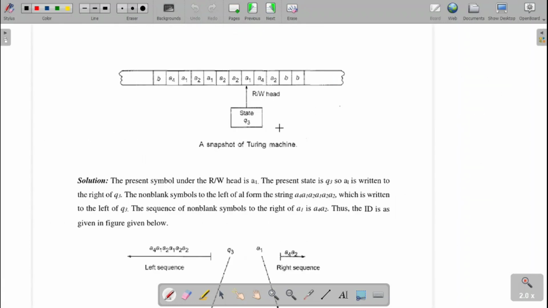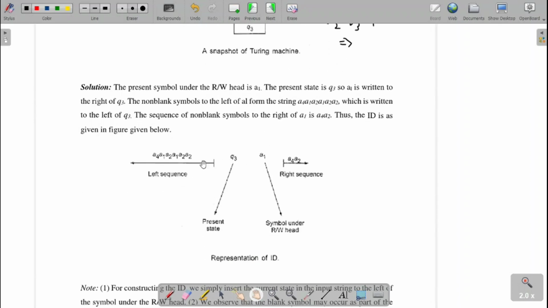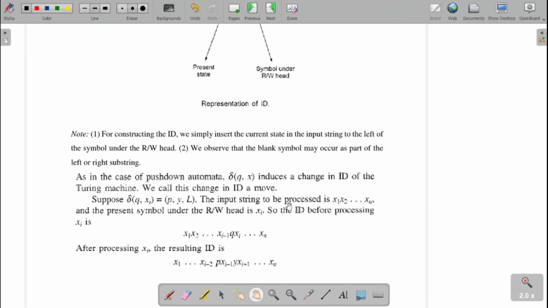So you can see over here, Q3 is my state, A1 is my tape symbol. How will it be written? A2 on the left side, Q3 in the middle, and A1 on the right side. Corresponding to this one, the left movement or the right movement is allowed. The left sequence is this one, the right sequence, the symbol under read-write head is A1, state is Q3. Q3 on A1, you can have the left movement or the right movement. So this will be your instantaneous description for the Turing machine.